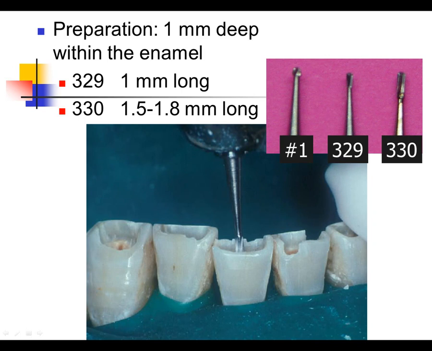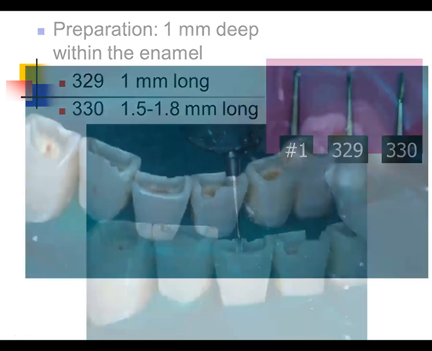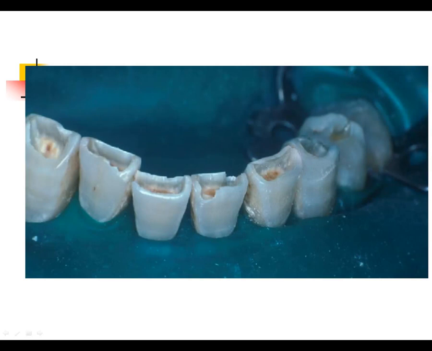We're then going to do our preparation using small burrs into the enamel to a minimum depth of 1 millimeter. My preference is a 329 burr, which is 1 millimeter in length. 330 burrs can be anywhere from 1.5 to 1.8 millimeters long. As I said, today I'm tending more towards diamonds, so I'm not creating any chattering effect on the enamel and fracture, as we see with the enamel that's fractured on the mandibular left central incisor. And here's our preparations. These preparations were done without local anesthesia. The patient had no sensitivity.